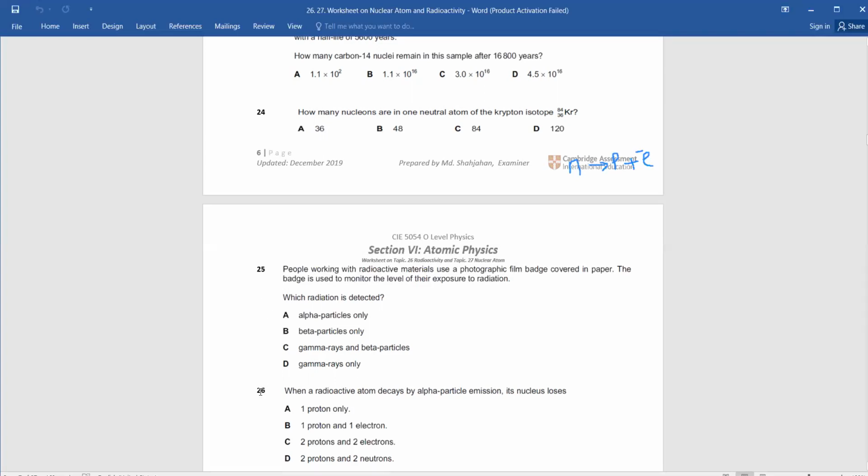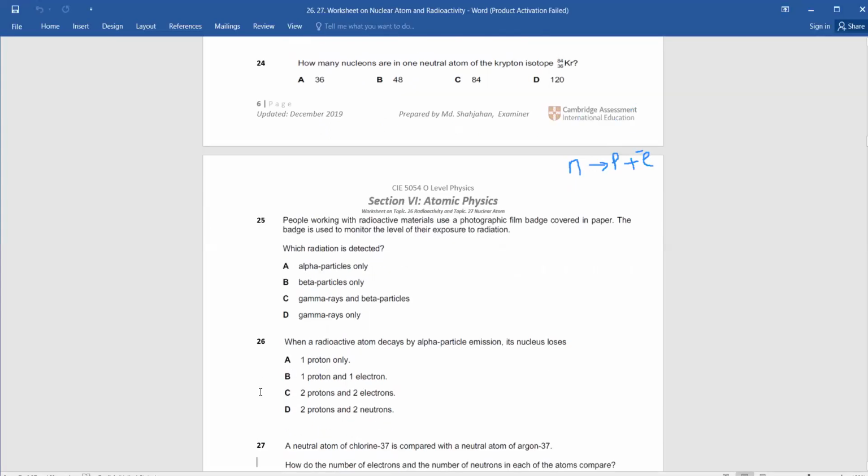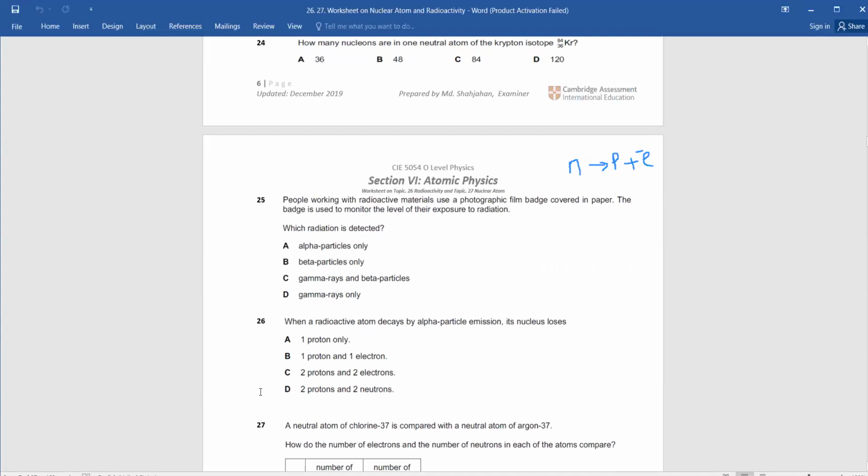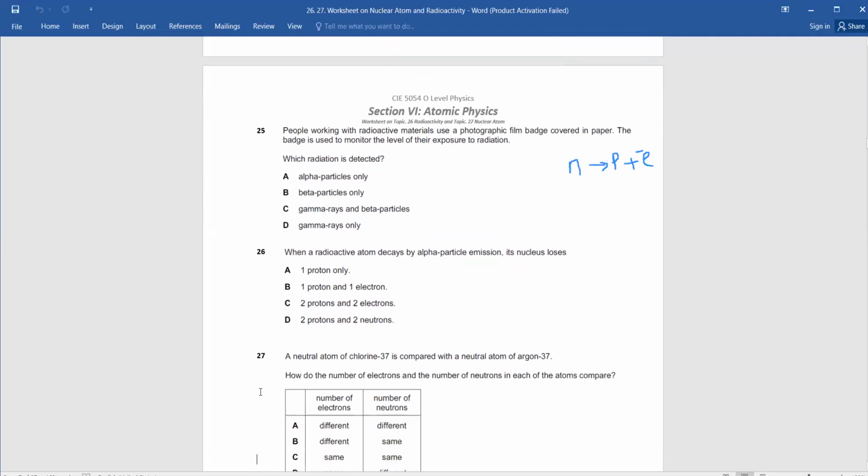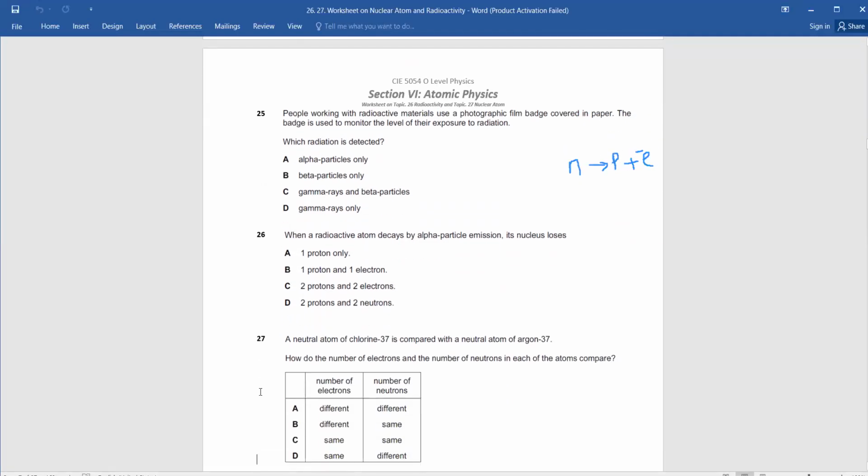Then Aisha, you read 26. When a radioactive atom decays by alpha particle emission, its nucleus loses two protons and two neutrons, because an alpha particle means 2 protons and 2 neutrons. So if you have one alpha particle emission, that means you are losing 2 protons and 2 neutrons. Very simple. Is it clear? Alpha particle means 2 protons and 2 neutrons together.